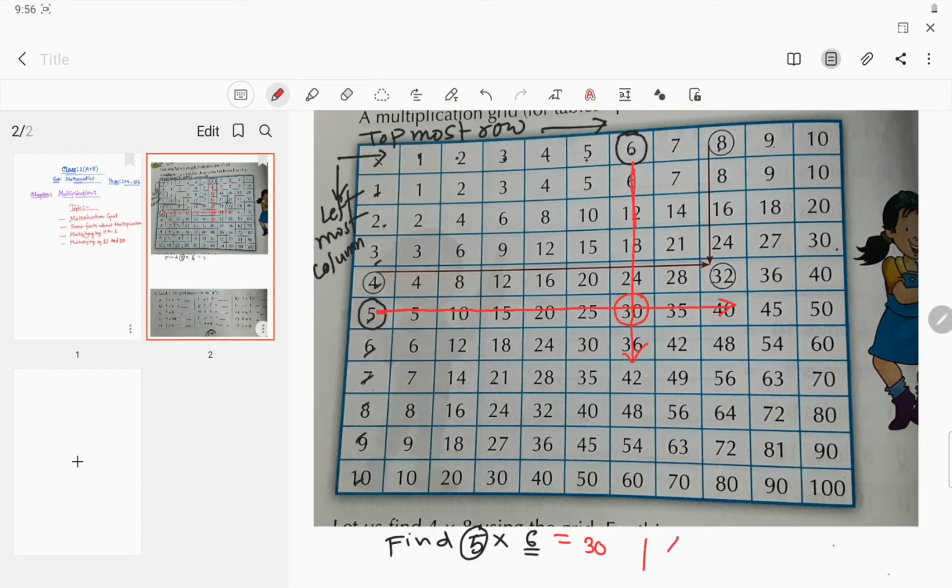Another example, 4 cross 7. First of all, you have to find 4 from the leftmost column. So where is 4? This is 4 and it is also circled. Now you have to find 7 from the topmost row and circle it. So I have circled. Now draw an arrow from 4 horizontally or row wise, and from 7 draw an arrow vertically, or you can say column wise. These two arrows meet at 28. So what would be the result? Yes, 28. So this is our product using this table.